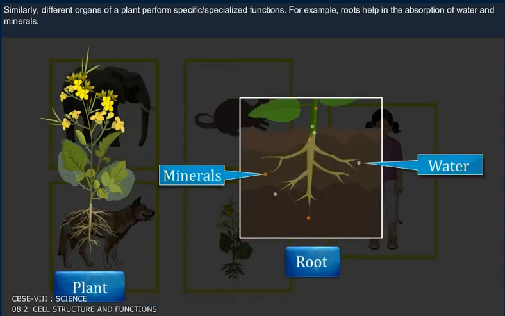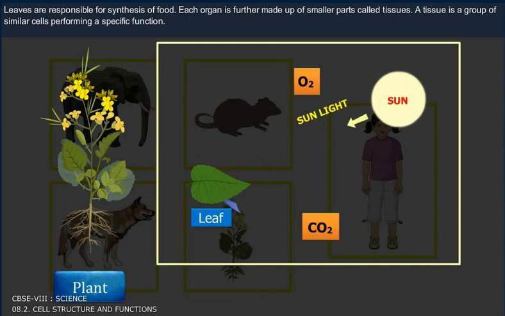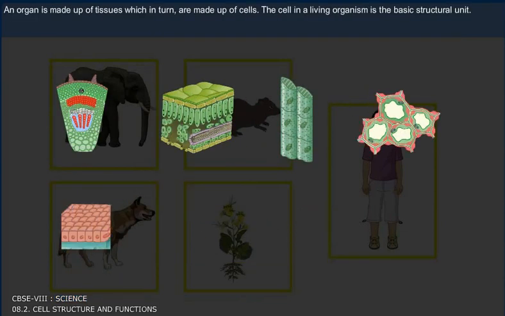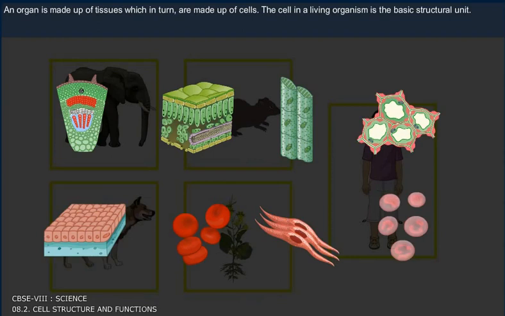For example, roots help in the absorption of water and minerals. Leaves are responsible for synthesis of food. Each organ is further made up of smaller parts called tissues. A tissue is a group of similar cells performing a specific function. An organ is made up of tissues, which in turn are made up of cells. The cell in a living organism is the basic structural unit.